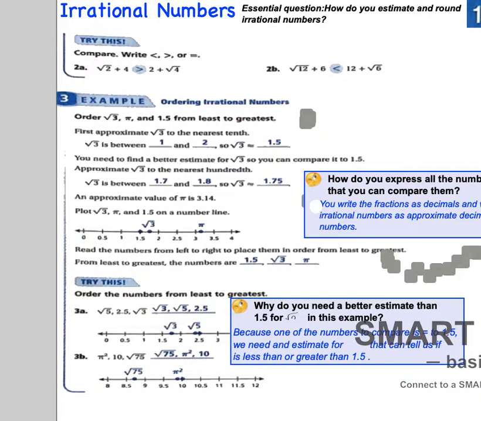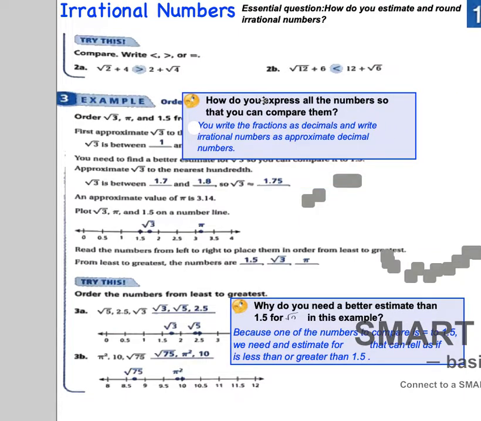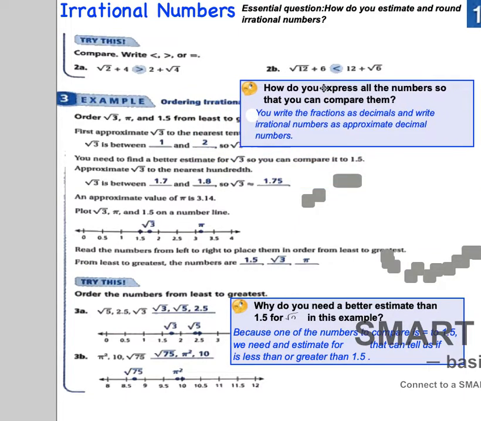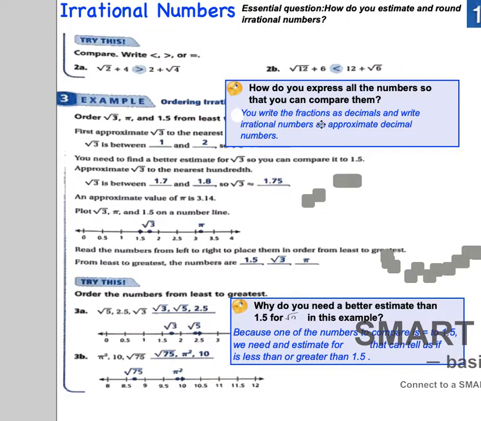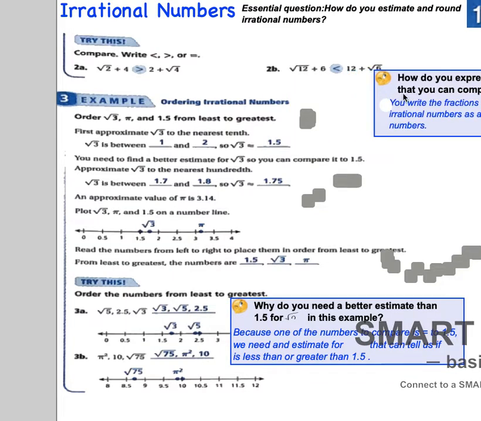All right, so we just did another example up here. So let's go ahead and look at some of these questions that you might have. So how do you express all the numbers so that you can compare them? You can write fractions as decimals and then write all those irrational numbers as decimals. You want to turn them all to the same thing. So fractions to decimals or decimals to fractions, we need to have those in the same form. Okay, so it's really important.